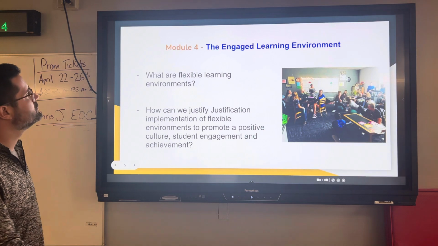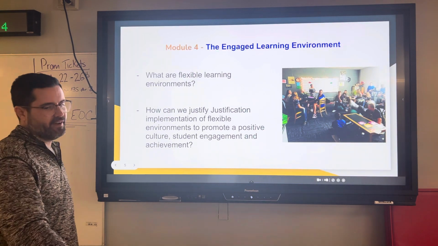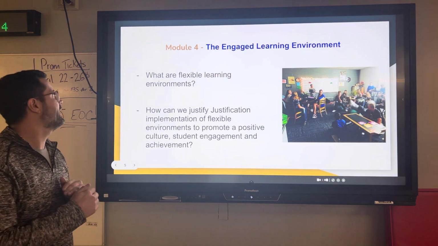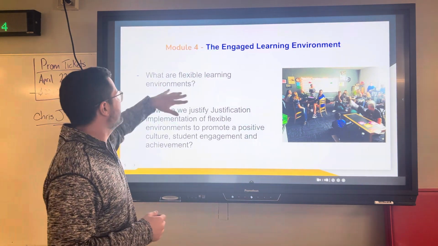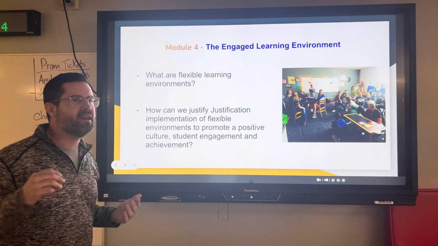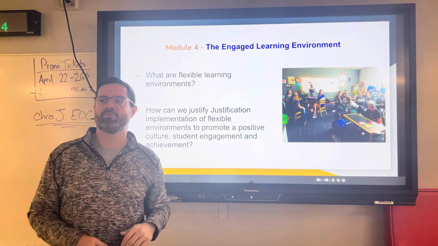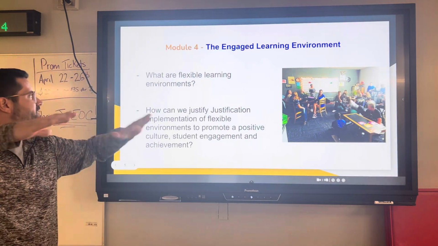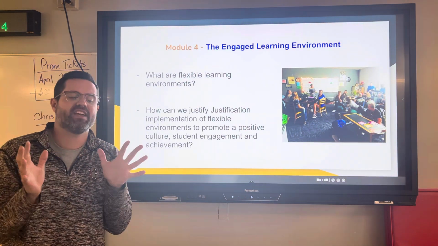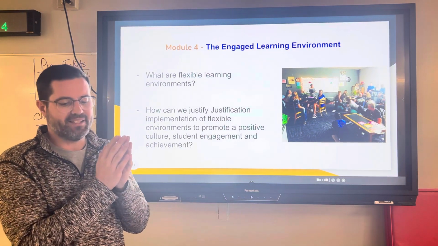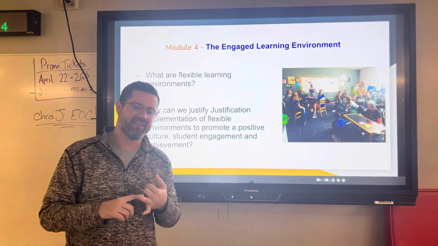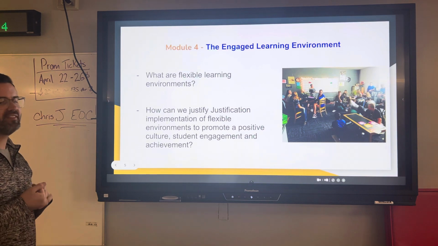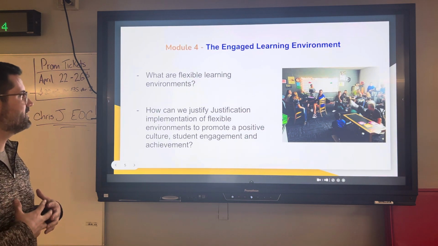Module 4, the engaged learning environment. All right, educational settings. Actually, let me take a step back. A lot of people think that the engaged learning environment and flexible learning environments, you immediately think of flexible seating. It is so much more than bean bags and comfortable seats, right? This is the whole classroom. So it's the whole educational setting that is designed to adapt to the diverse needs, preferences, and learning styles of the student. These environments offer a range of options and resources to support personalized learning experiences.